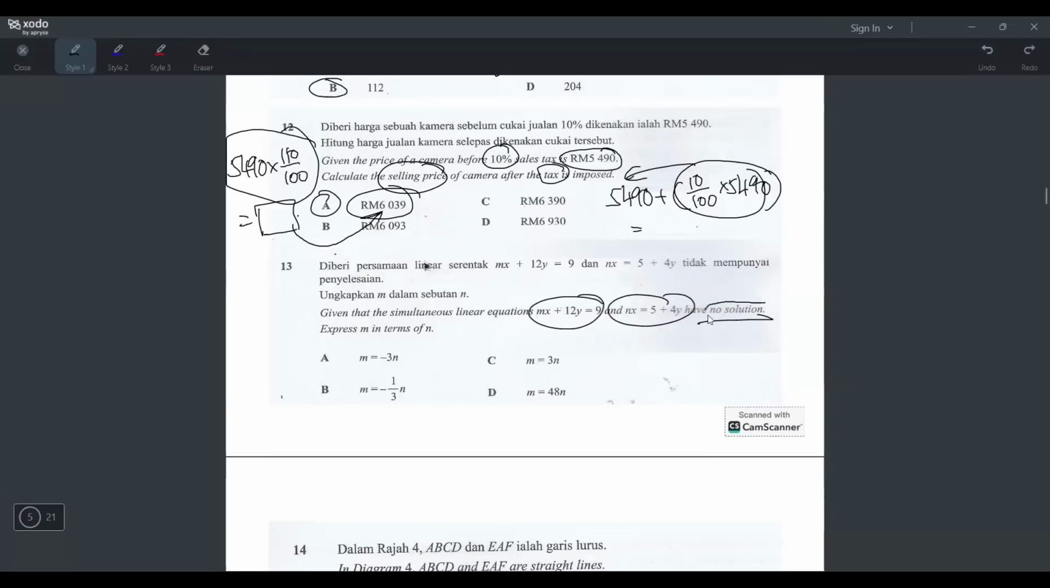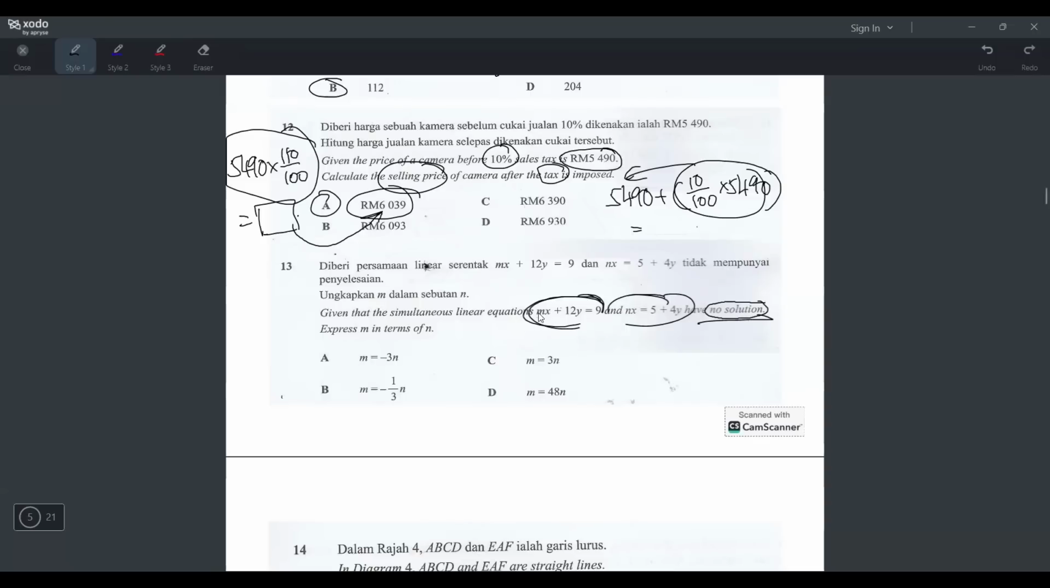No solution means what? No solution means this line and this line have no intersection, right? That's what it means by no solution. It means when you try to do substitution or elimination, you cannot find your x and y, and the reason is because when you draw these two lines, they do not intersect. They never touch each other, right? So that means no solution.